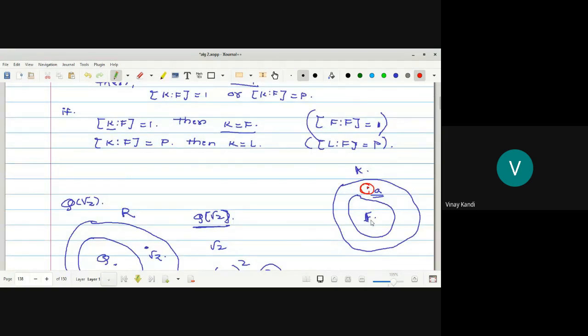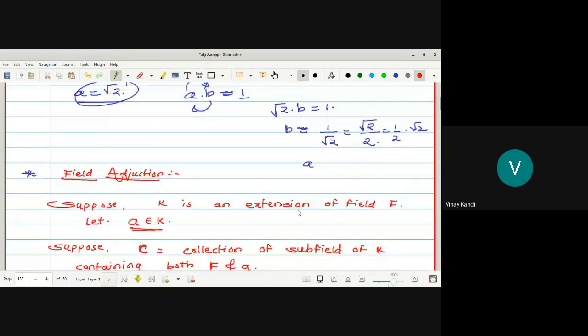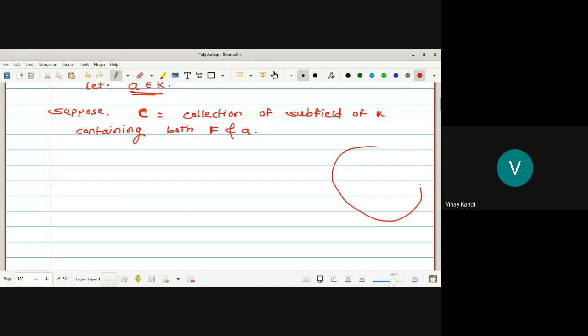Okay, so how will this look? Suppose this is my K. This is K. And suppose this is F, and here is A. I take some such collections in which my F will be there and A will also be there. Suppose this one is L, this one is M. I put all such collections in this C. And here C is non-empty, meaning at least one field which contains both F and A. Okay, why is C non-empty?